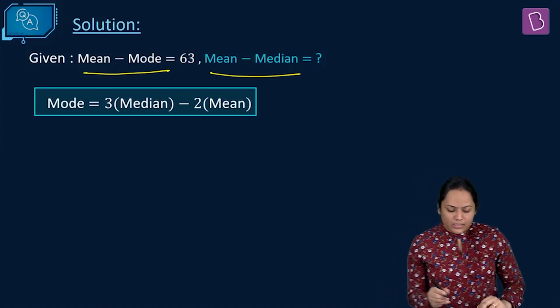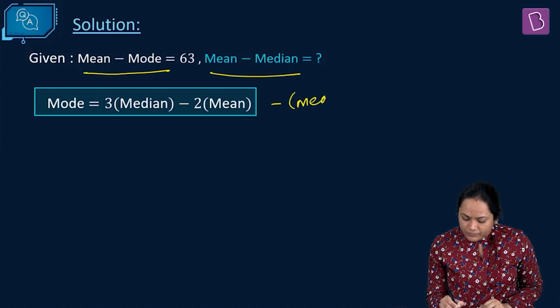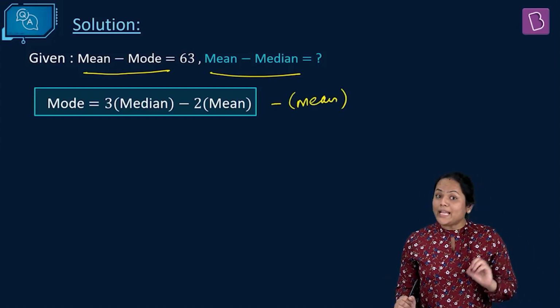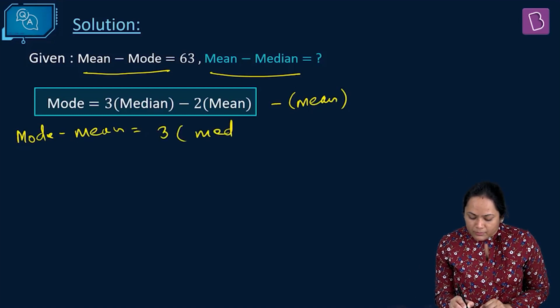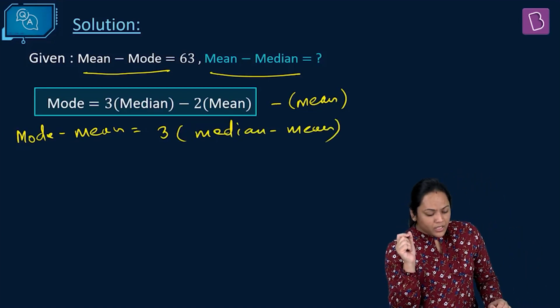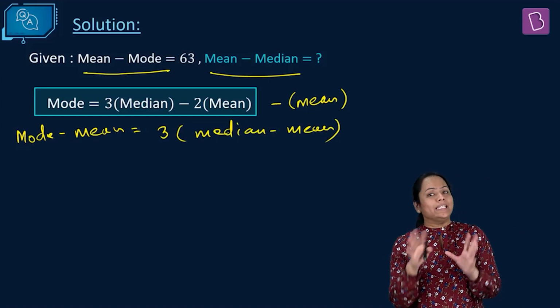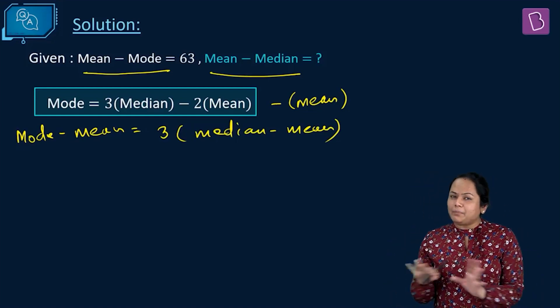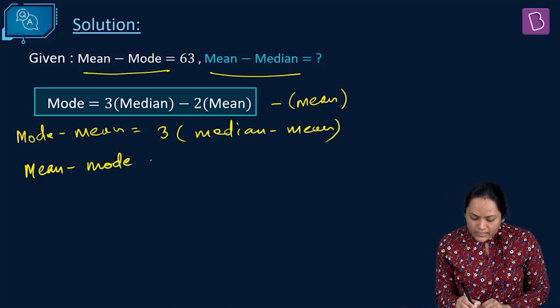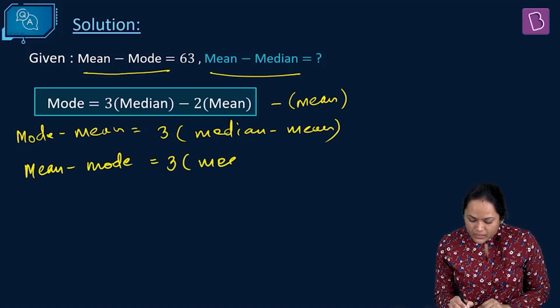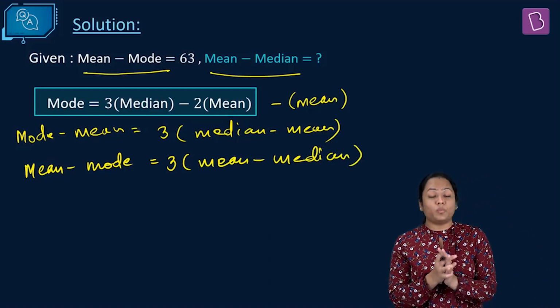So what I am going to do is, I'm going to subtract mean from both the sides. So when I subtract that, it's going to become mode minus mean is equal to 3 times of median minus mean. Isn't it? Okay. Now, they have given the negative part of it. So let me multiply it by minus sign. So when I do that, it's going to become mean minus mode is equal to thrice of mean minus median. And guys, please remember all the formulas which are associated with this chapter.